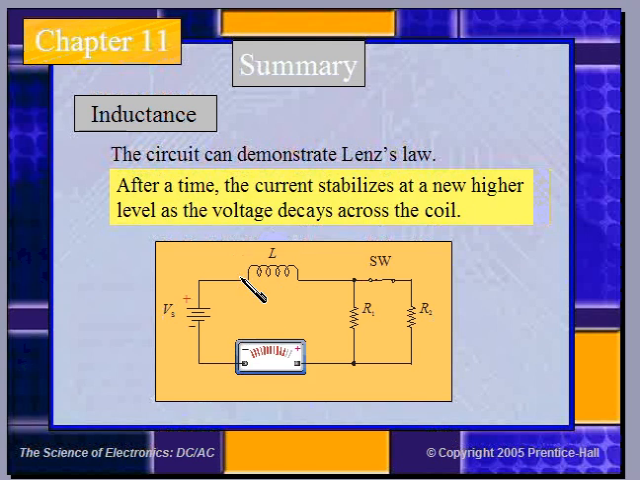After a certain amount of time, the current stabilizes at a new higher level and the voltage decays across the coil. So basically the induced voltage reduces to zero. So all that you have left is the winding resistance of the inductor.